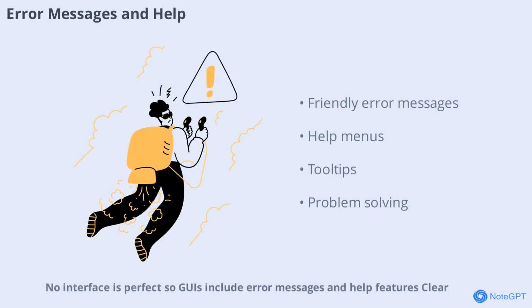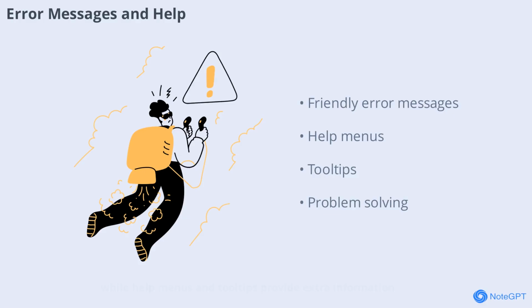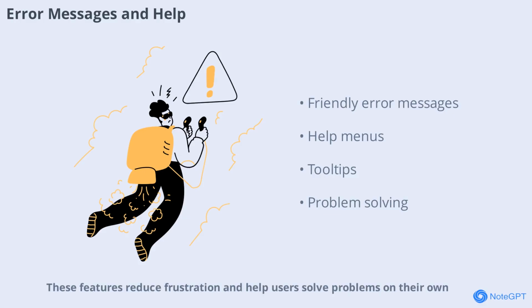No interface is perfect, so GUIs include error messages and help features. Clear, friendly error messages guide users when something goes wrong, while help menus and tooltips provide extra information. These features reduce frustration and help users solve problems on their own.